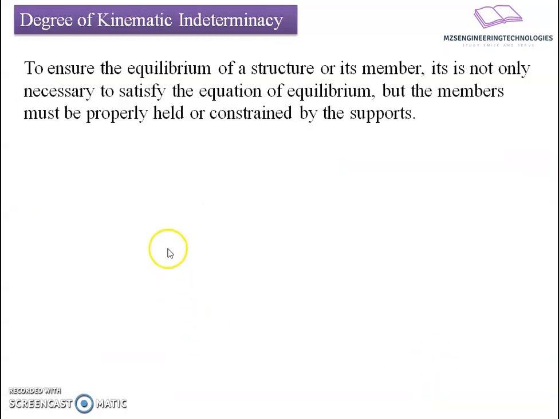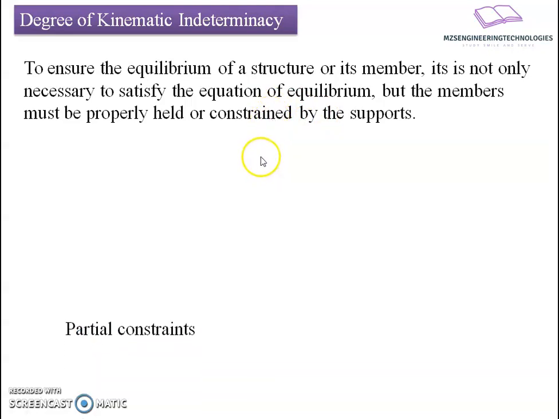Okay, now move towards the part of stability. Now, how to define stability? To ensure the equilibrium of a structure or its member, it is not only necessary to satisfy the equations of equilibrium, but the members must be properly held or constrained by the supports. So here stability depends upon what freedoms the structure is going to have at its ends. So we will call it constraints, which we are going to provide at that particular joint.